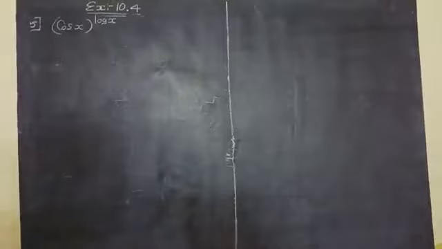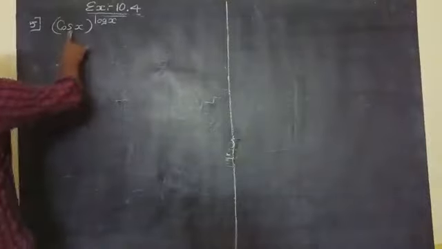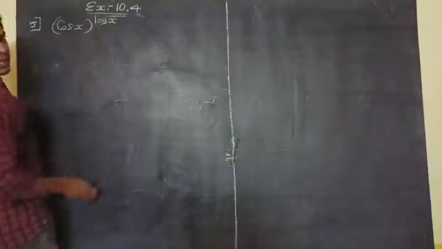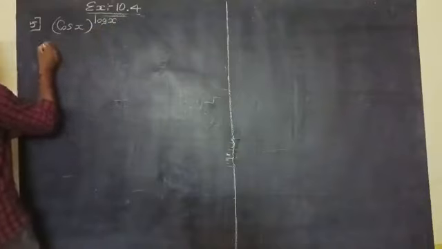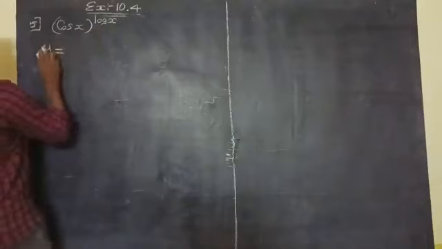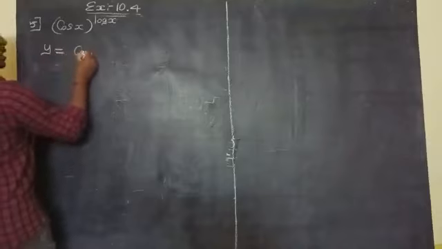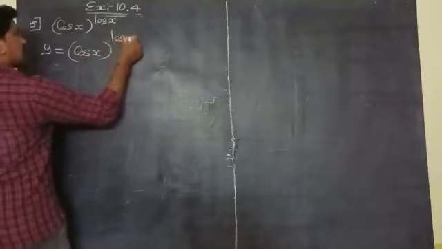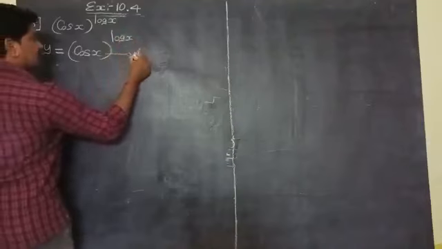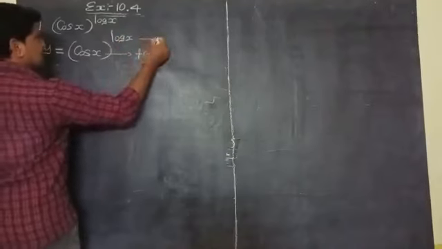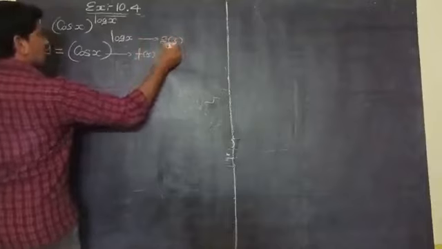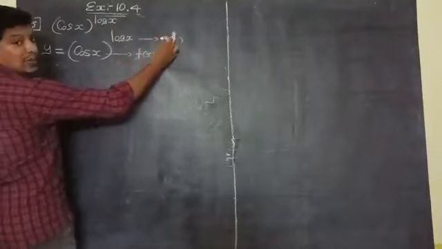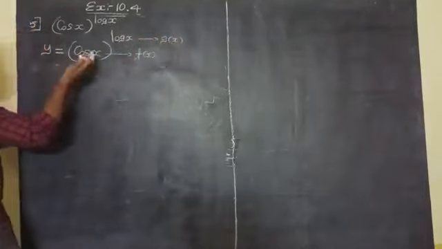Question number 5. Given function cos x whole power log x. Take y equal to cos x whole power log x. In the structure, this is f of x, this is g of x. The structure is f of x the whole power g of x. Apply log on both sides.